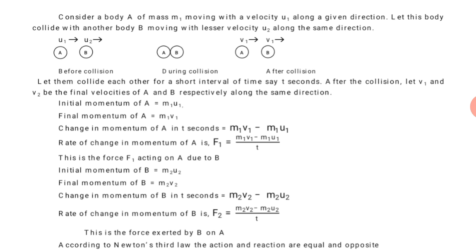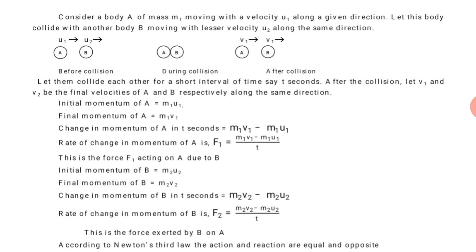The initial momentum of A is m1 u1, and the final momentum of A is m1 v1. Change in momentum of A in t seconds is m1 v1 minus m1 u1. Rate of change of momentum is (m1 v1 minus m1 u1) upon t. I think all of you already know that according to Newton's second law, the rate of change of momentum is directly proportional to the force impressed on it, and Newton's third law says action and reaction are equal and opposite.